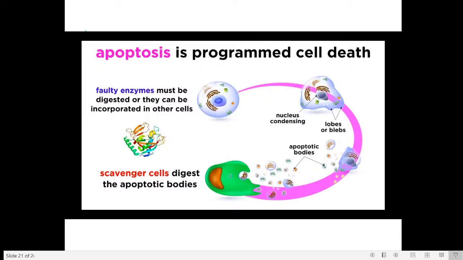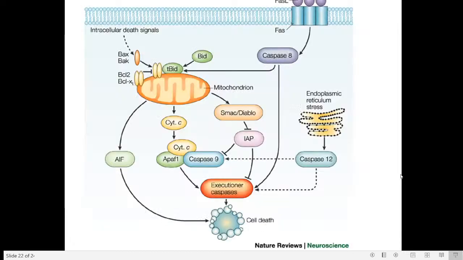There are two ways here: automatic degradation by enzymes, or scavenger cells, where some cells engulf the cells and degrade them. Okay, which pathway is involved in apoptosis? It's a very, very important thing. Here the proteins called death receptors receive the signal.